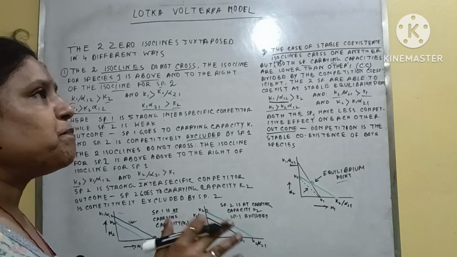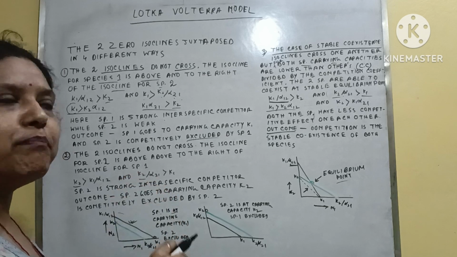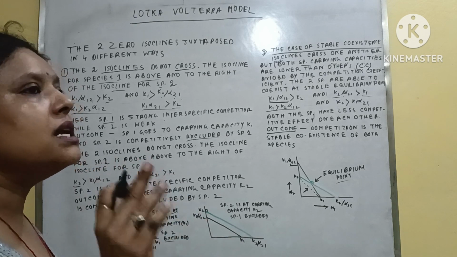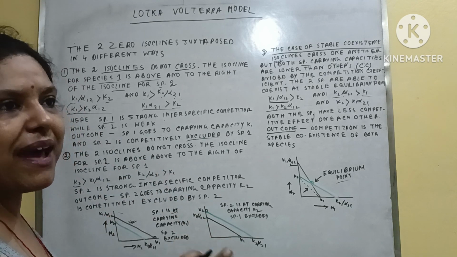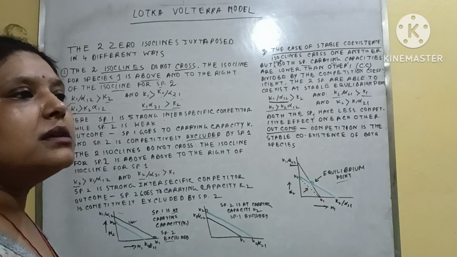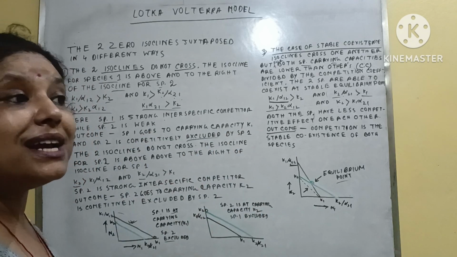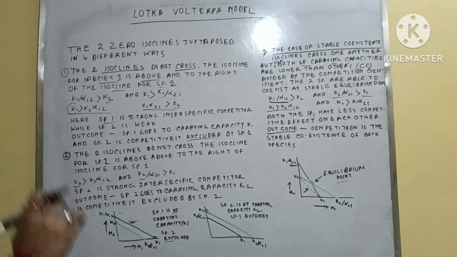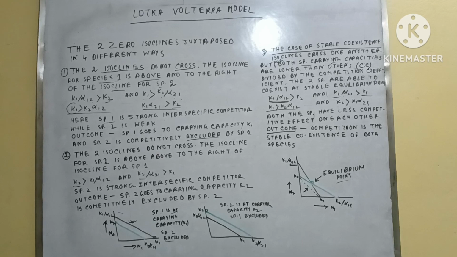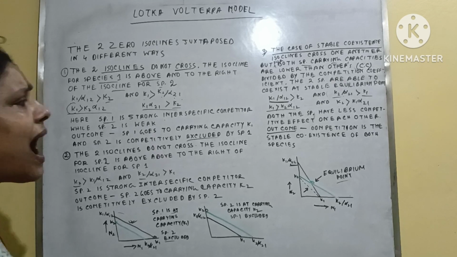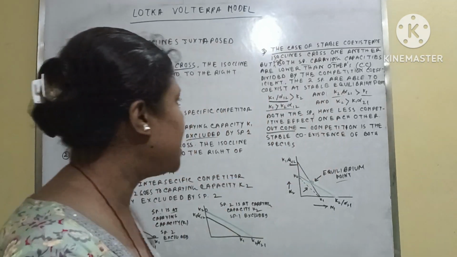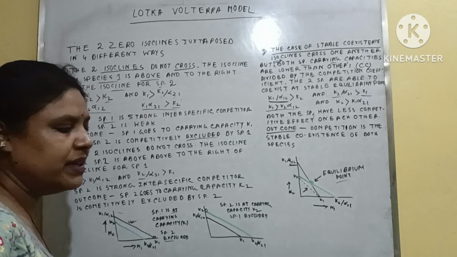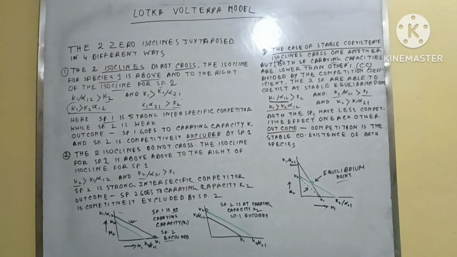That means one has less impact on the other. Suppose you can see that species 1 has less impact on species 2. In the same way, species 2 has less impact on species 1. That means both species have a less competitive effect on each other. Clear? So this is the stable case, and the last one is the unstable, which I will explain after cleaning this one.